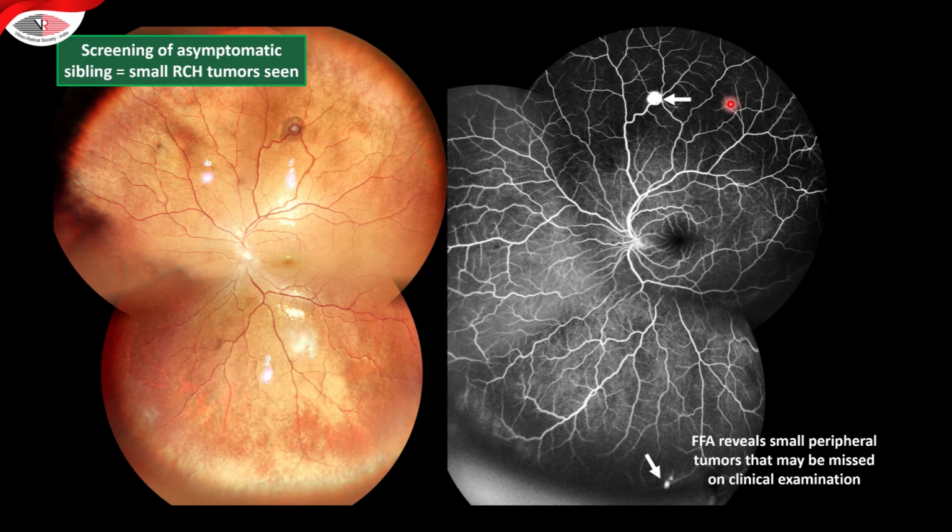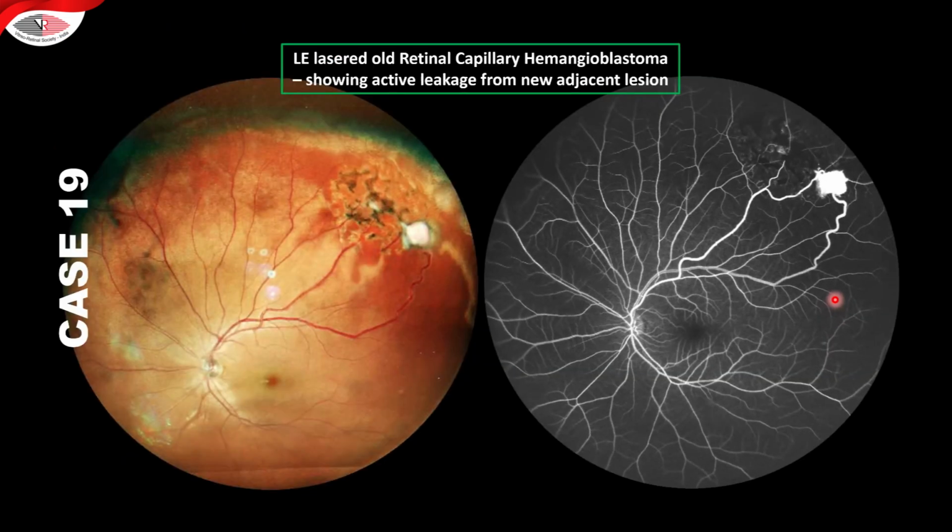So it's extremely important to do angiography for these von Hippel cases at periodic intervals, or with any suspicion. There's another small lesion here which was almost not seen on the color picture, and you see this arrow pointing at the inferior part, another tumor. So angiography is extremely important here.